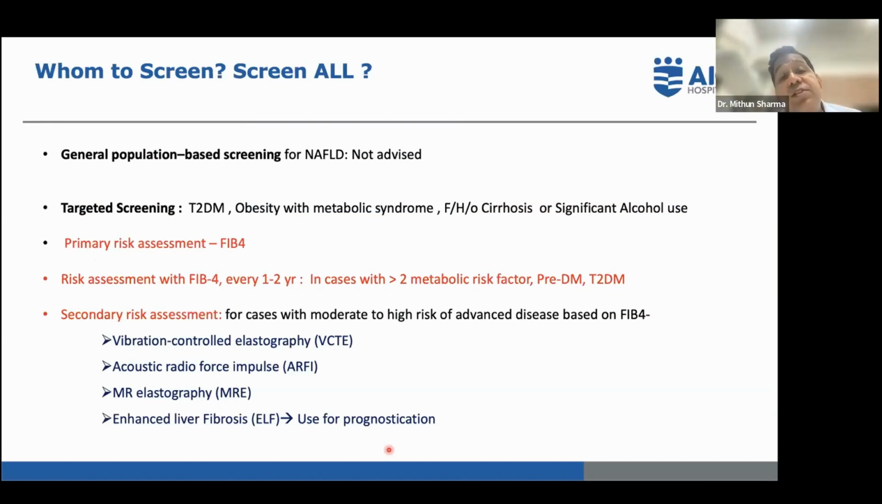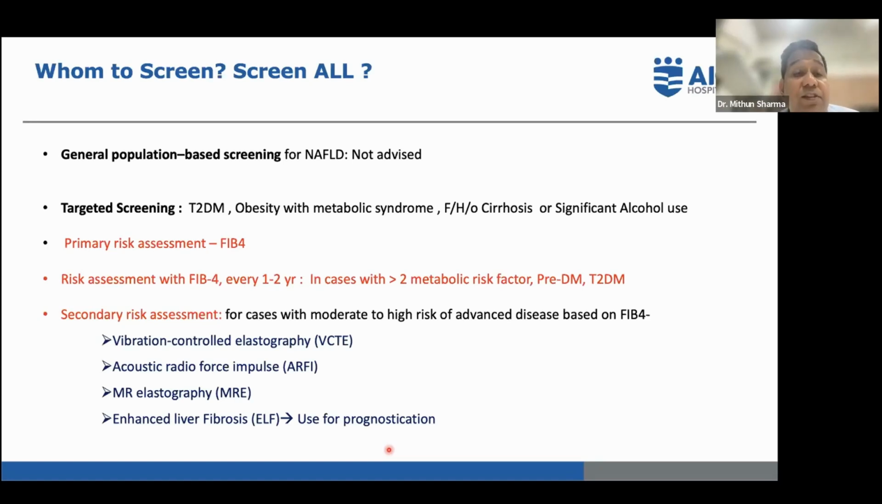So general population-based screening for NAFL is, as of now, not advised because it is not found to be cost-effective. What they recommend is targeted screening: people with diabetes, obesity with metabolic syndrome, patients with a family history of cirrhosis or concurrent alcohol use are the ones who should be screened for NAFL.